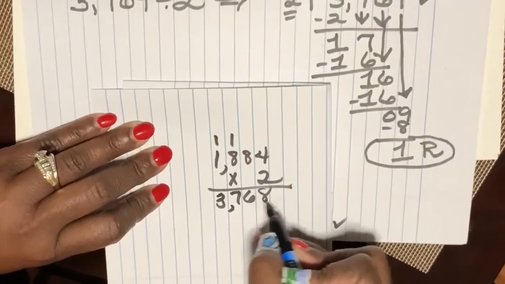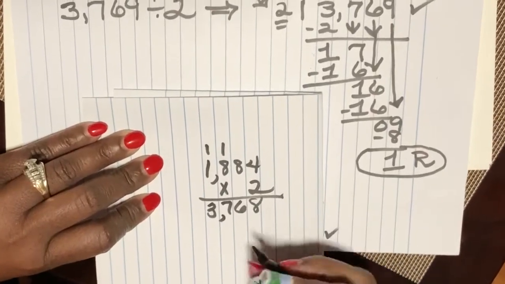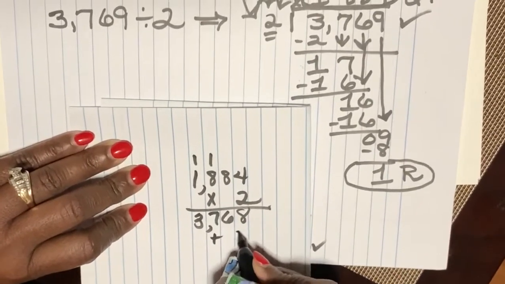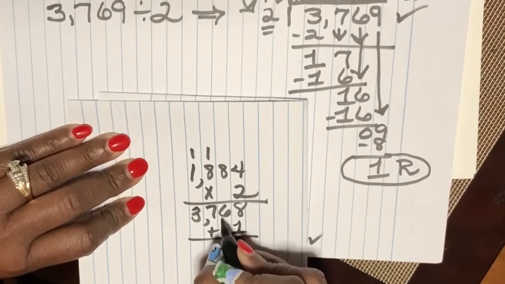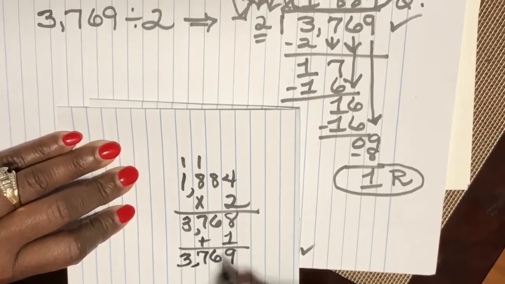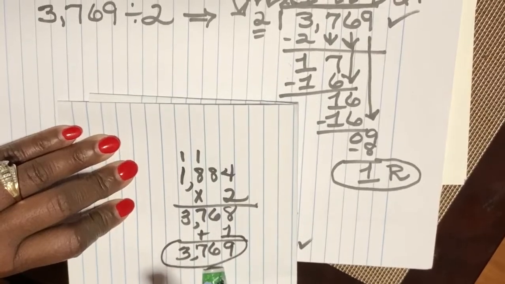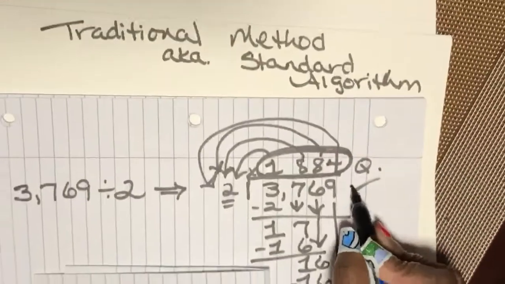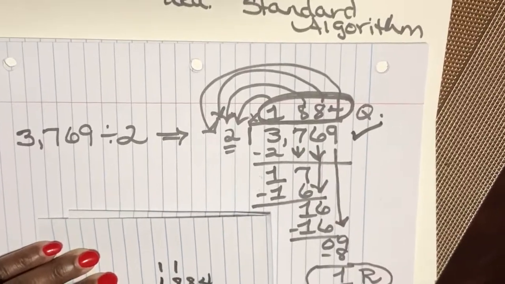That's 3,768, but don't forget the remainder. We got to add it in. That's plus 1. 8 plus 1 is 9, 6, 7, 3. Our final answer, our product, is 3,769. It matches our dividend, so we know we're correct.